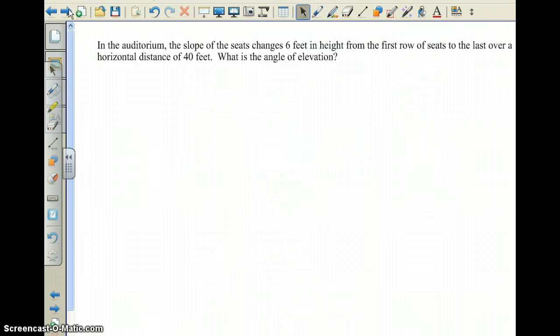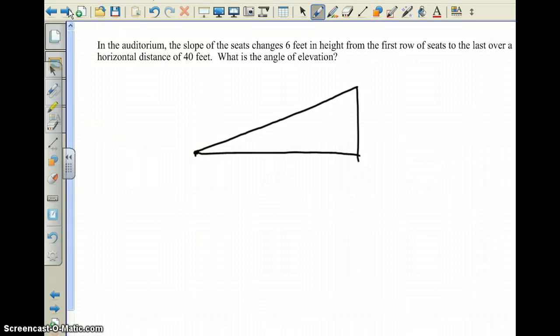Let's take a look at another one. Here we have a word problem. In the auditorium, the slope of the seats changes 6 feet in height from the first row of seats to the last row over a horizontal distance of 40 feet. What is the angle of elevation? So if I'm starting here with my first row of seats, and we have an incline going up to the last row of seats, we have a change in height of 6 feet over a horizontal distance of 40 feet, and we want to know the angle of elevation, this angle right here.